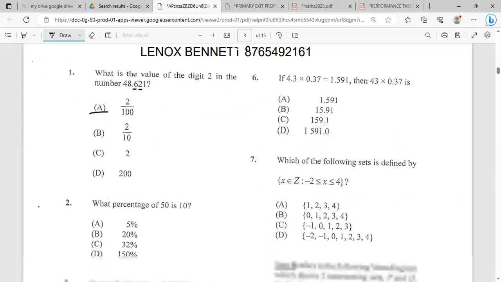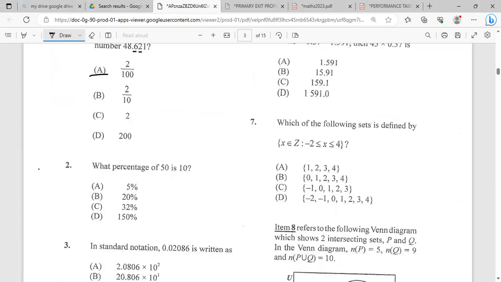Question 2 says, what percentage of 50 is 10? Now this would be 10 over 50 times 100%. As we know, percent means out of 100. So that works out to 20%. All right, let's move on to number 3.